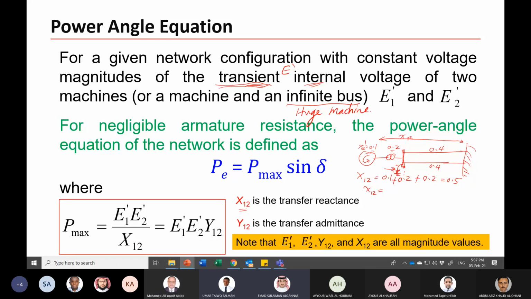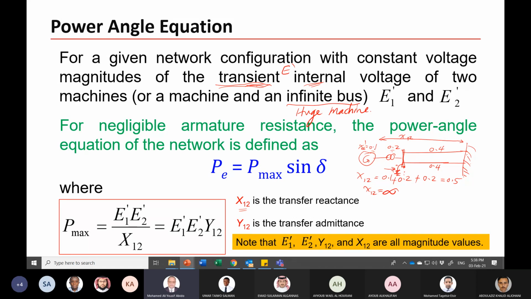Yes, Doctor. Maybe it is infinity because I don't think it will run the current between the X1 and 2. You are absolutely right. X12 equal to infinity. Do you have another answer, Omar? No, doctor. X12 equal to infinity.